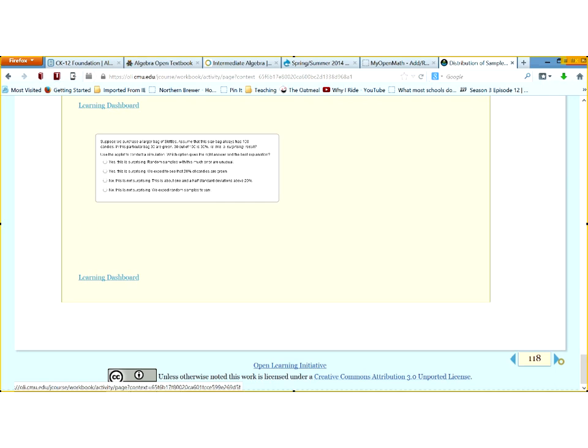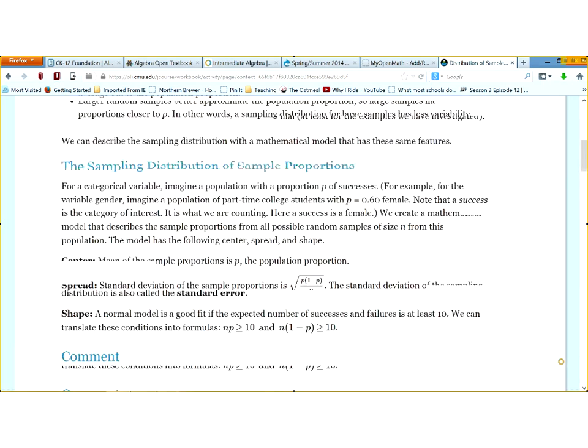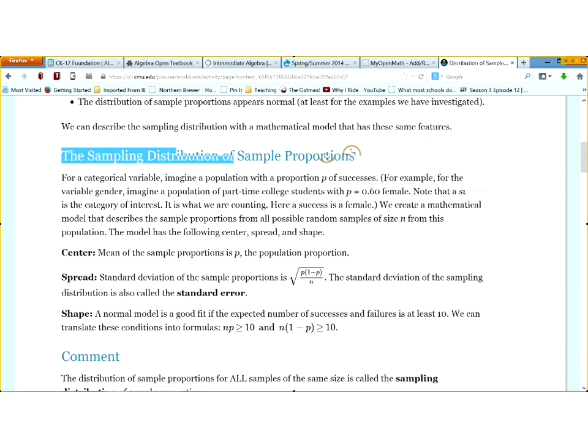All right, so here's the key right here. The sampling distribution of sample proportions. This is the summary of all of what was going on before. So you have a population proportion. We don't know what it is. You take a sample of size n, whatever it might be, and you get a sample proportion.